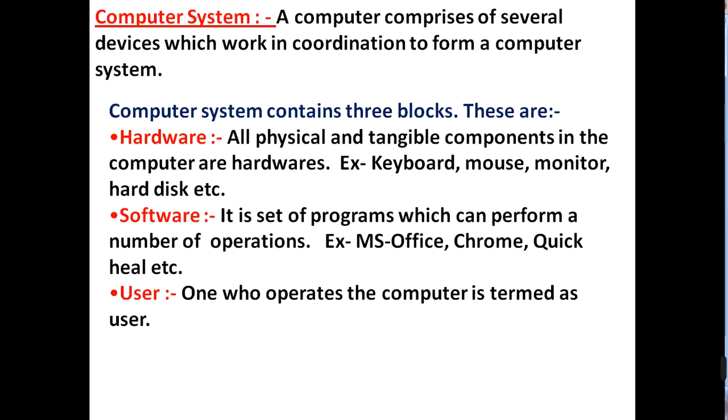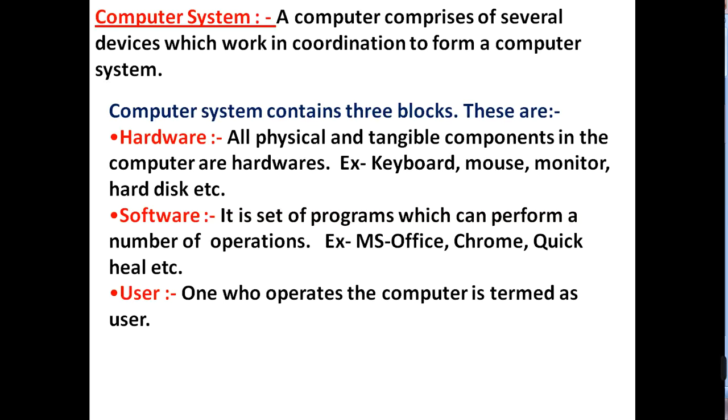So before moving to softwares, let us understand again about computer system. Here a computer is considered as a computer system because a computer consists of several devices which work in coordination to form a computer system. So a computer system has three blocks: hardware. Hardware is all the physical and tangible components in the computer.